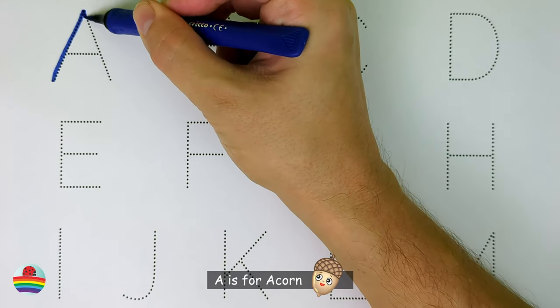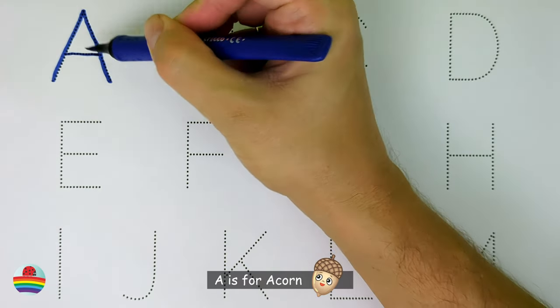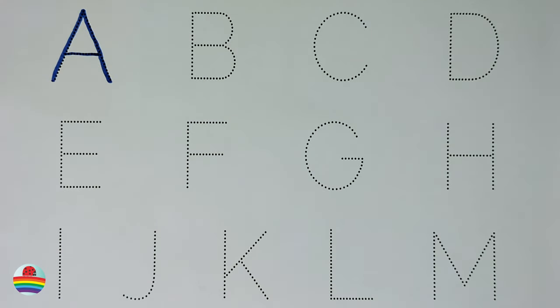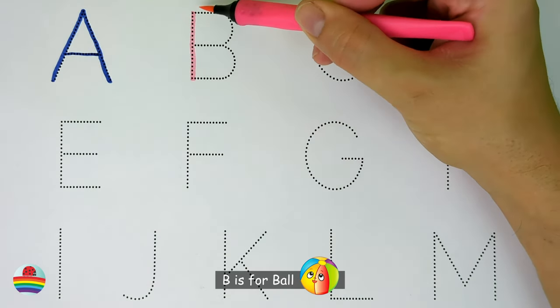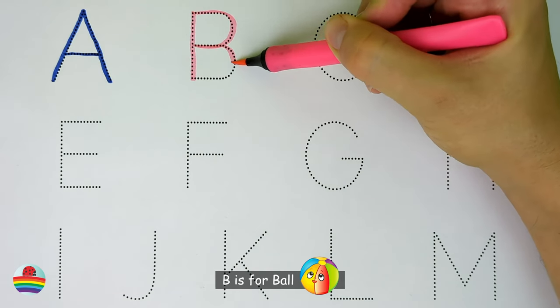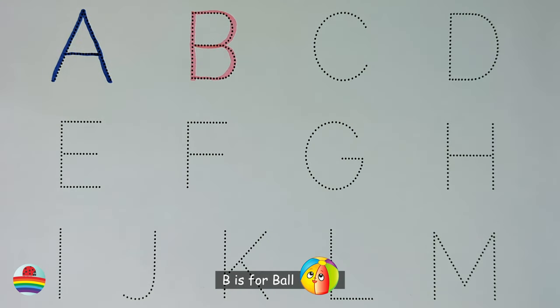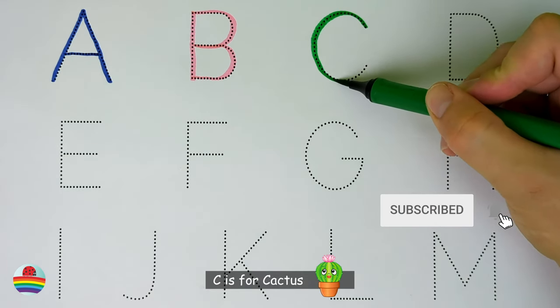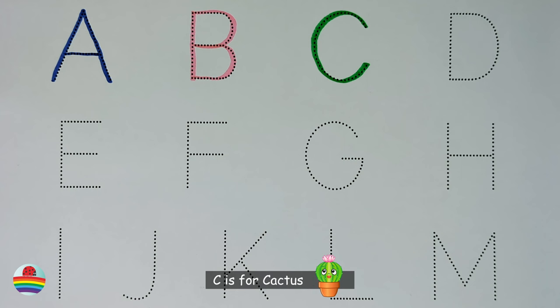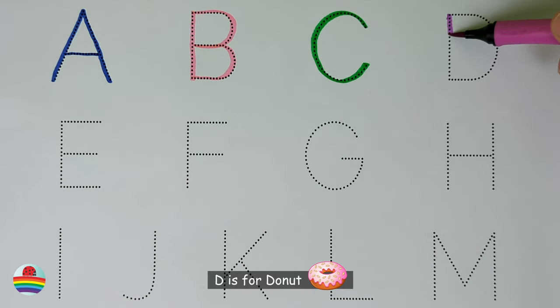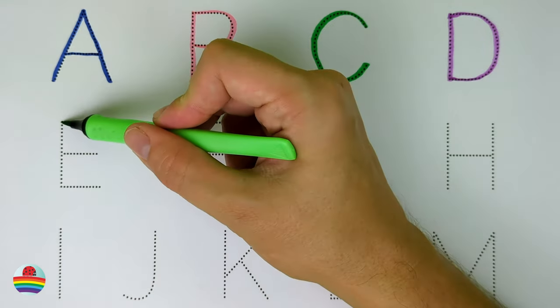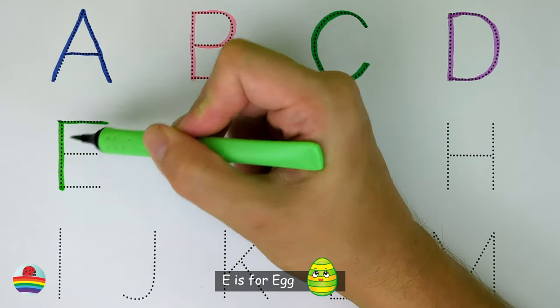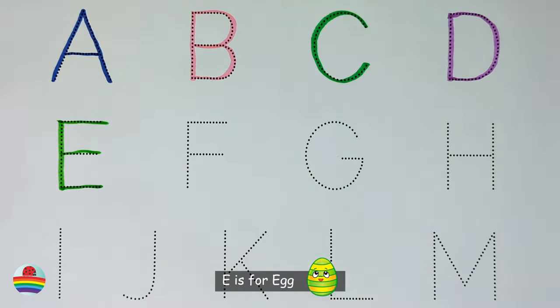A. A is for acorn. B. B is for ball. C. C is for cactus. D. D is for donut. E. E is for egg.